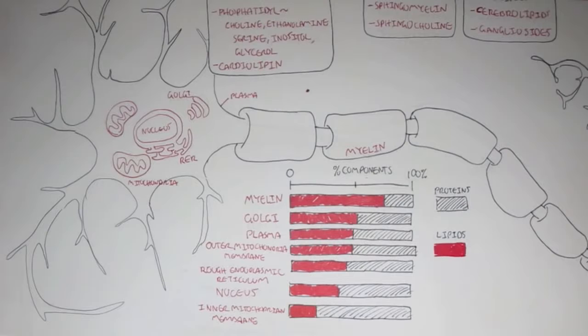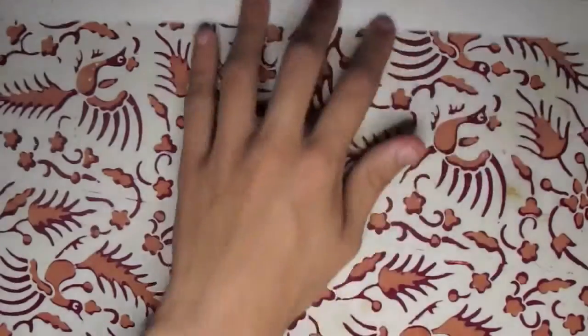So from this diagram you can appreciate how the organelles within a cell are composed of varying amounts of proteins and lipids. So that concludes this video. Our next video will look at the differences between the membranes in the organelles and around the cell.